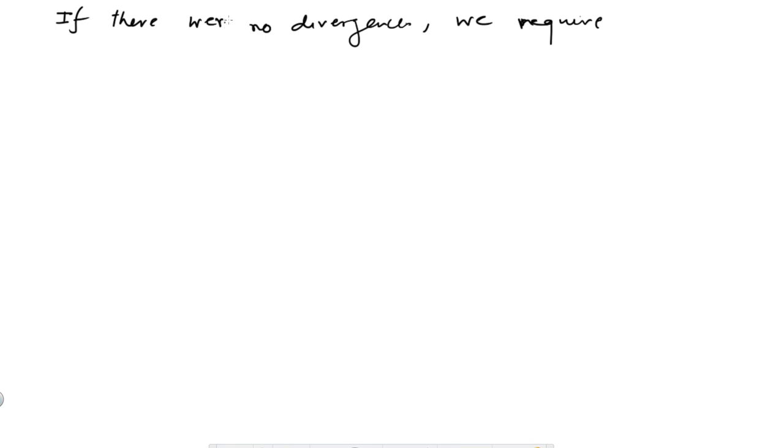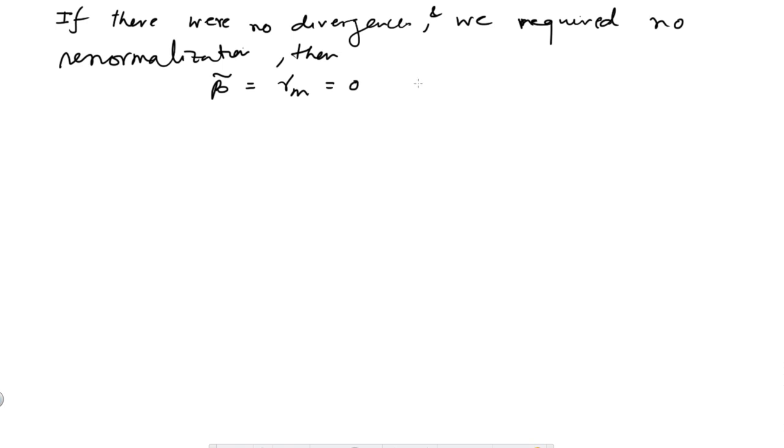If there were no divergences and we required no renormalization, then beta tilde would be zero. Gamma m, as we have seen, would be 0. Gamma tilde m would be 1. Gamma phi would be 0. And gamma tilde phi, which is d phi tilde plus gamma phi, that would be just d phi tilde. Remember what d phi tilde is.